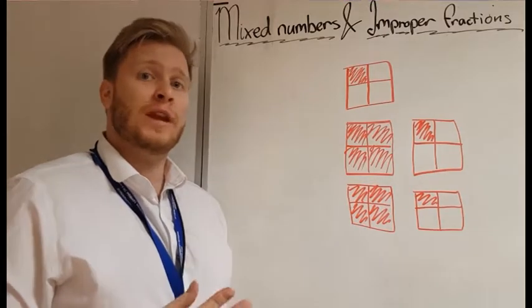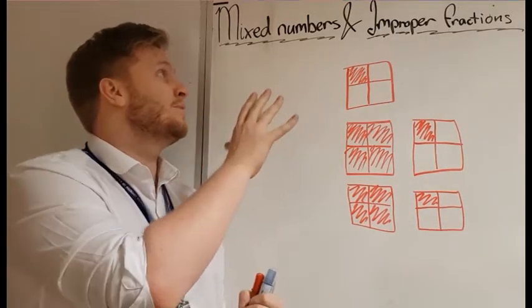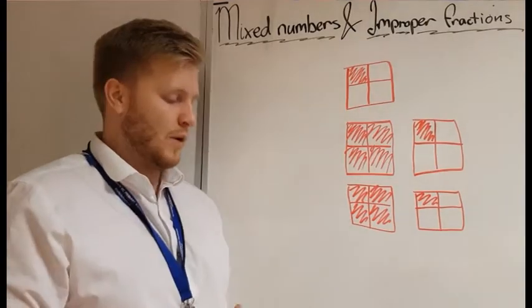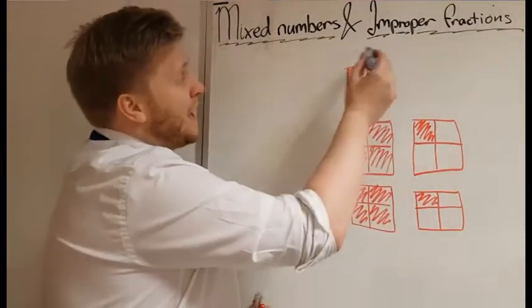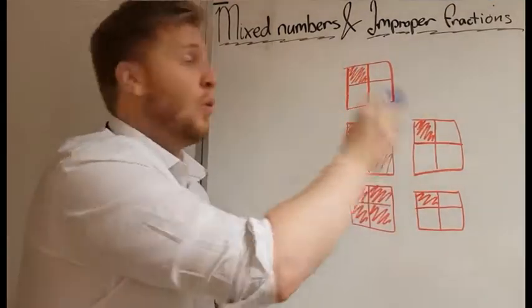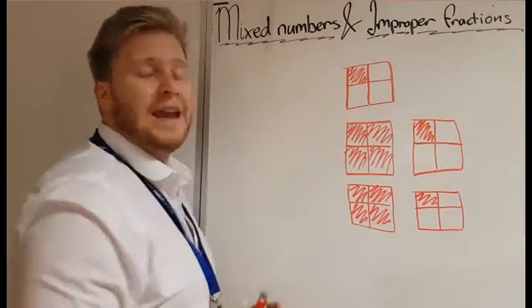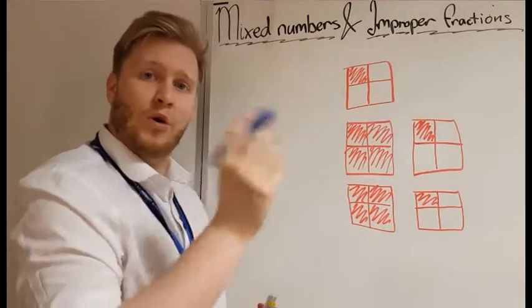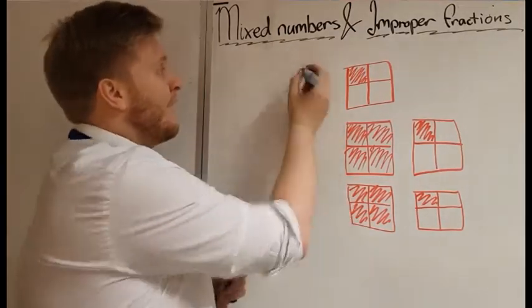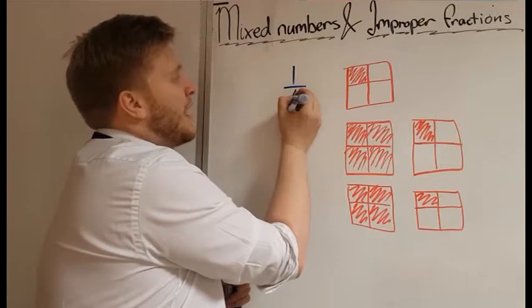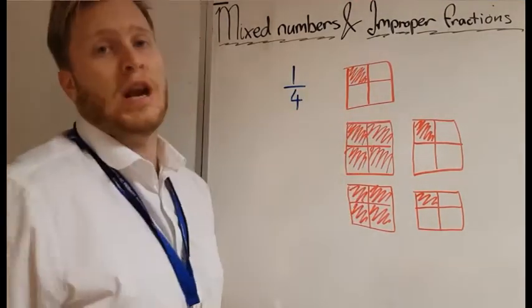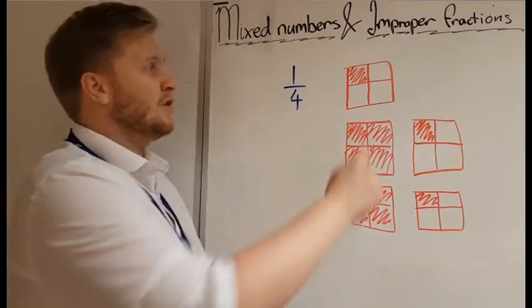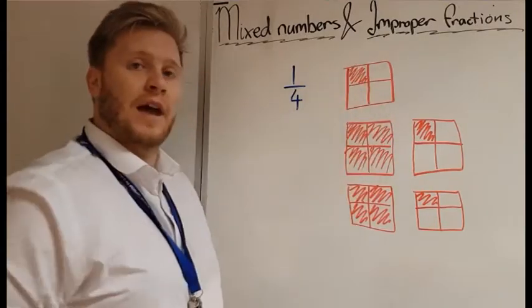So first thing we need to know, before we know what mixed numbers and improper fractions are, is we have to understand what a fraction is. A fraction is a part of a whole. So if we count this square as the whole, we can see it's been broken into four different sections, four equal size sections. So on here we would have 1/4. So 1/4 of that shape is shaded in, because it's broken into four and there's one of them there.